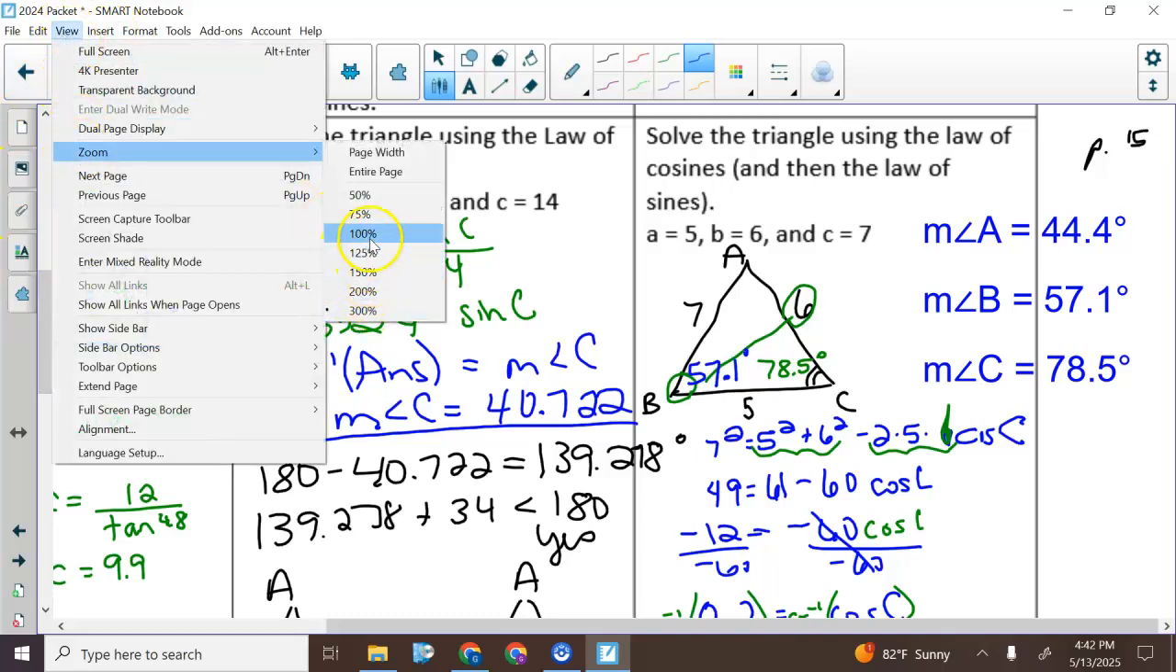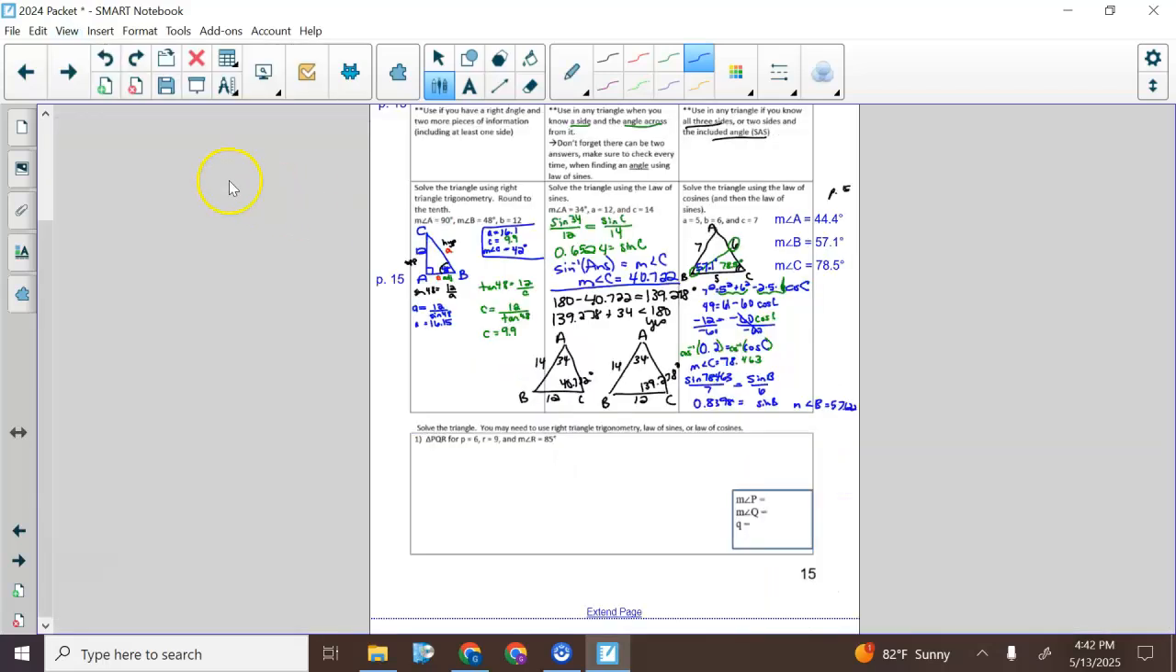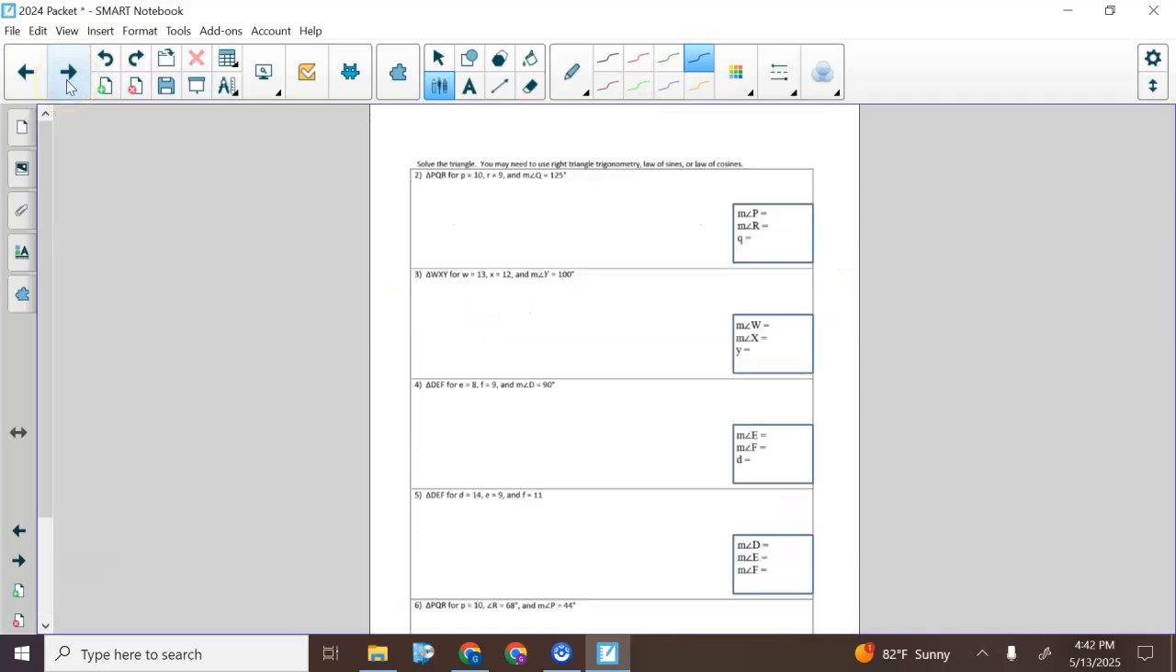All right, go ahead and finish this. This page and the next page, 15 and 16, is your assignment. All right, let me know if you have any questions.